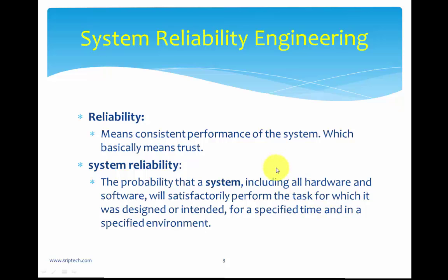Now once you understand the environment of the system and once you understand the concept of what a system is, it is very important for you to understand the reliability of a system. The reliability of a system is defined by a separate discipline in engineering called reliability engineering. Now what exactly do you mean by reliability? The classical definition of reliability means consistent performance of the system, which basically means trust.